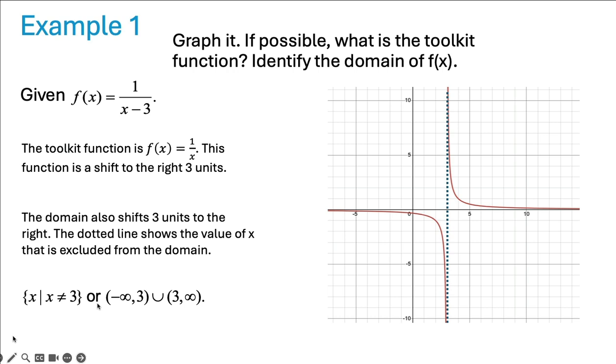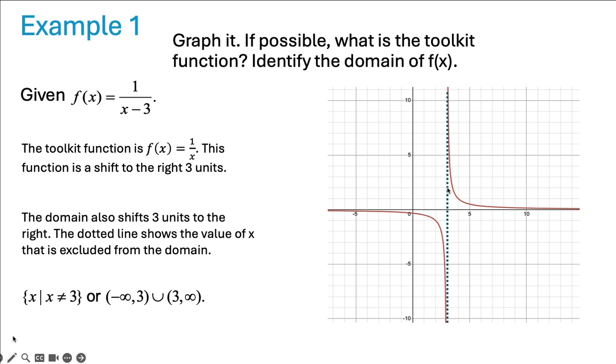Or if you're supposed to use interval notation, then we would use parenthesis negative infinity comma 3 parenthesis union parenthesis 3 comma infinity parenthesis. So anytime you have to take the real number line and remove a single point, this is the interval notation for that. You see the minus infinity and infinity on the left and the right, and then the point that you're removing is in the middle here, okay? And use parentheses around both intervals. So that is the domain of this function.